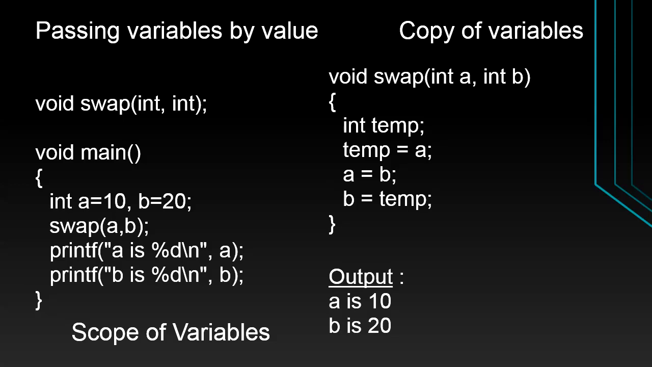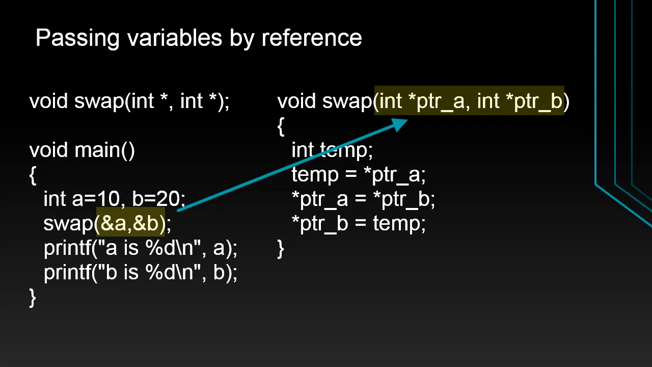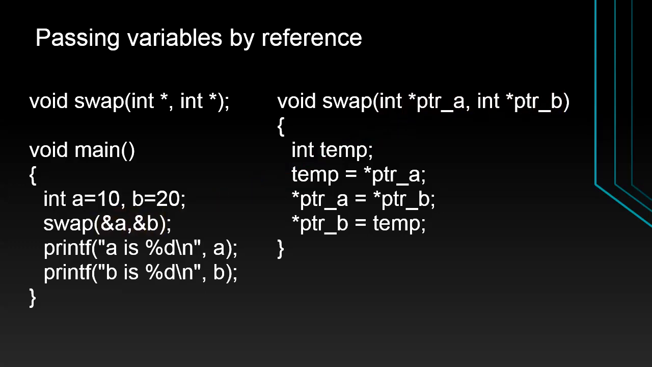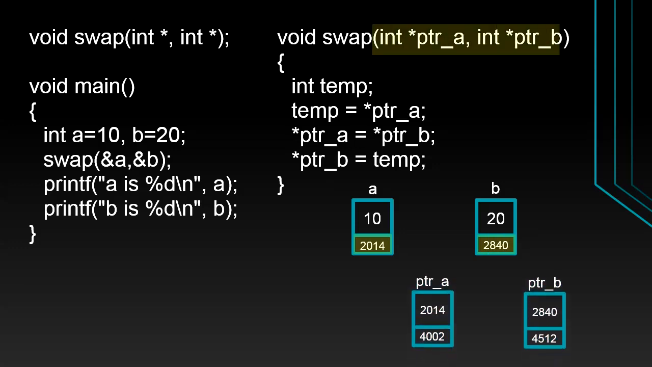Passing variables by reference or by address will solve this problem. As in this example, if addresses are passed as variables to the swap function, then to hold them a pointer variable is needed because normal variables cannot hold addresses. So pointer variables are declared here. Now if we look into the memory, let's say A is stored in 2014 and B is stored in 2840. Since the address of A is 2014 and address of B is 2840, these are passed to the swap function.